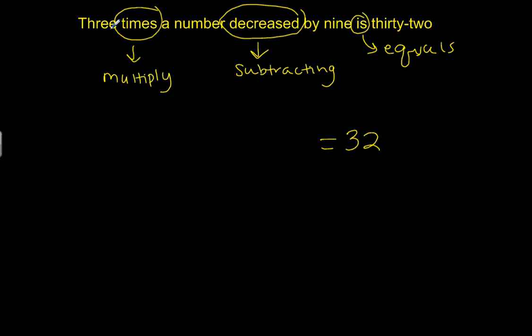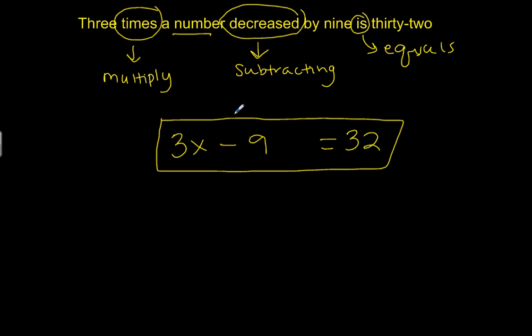So how do we write 3 times a number? Well, it doesn't say what the number is, so we can just give that a variable, and we're going to be multiplying 3 by that variable, so we can represent that by 3x. 3 times a number. Decreased by 9, so it's going down by 9, which means we're subtracting 9. So our final answer then is 3x minus 9 equals 32.